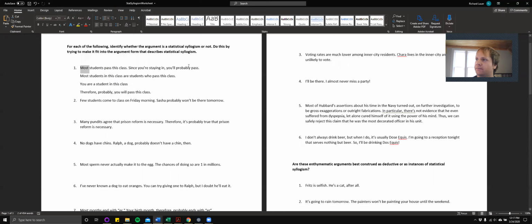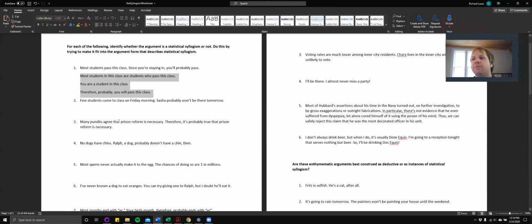There's a use of most. There's this probably. There seems to be an individual involved, namely, I guess, whoever you is. In this case, it might be me. And in that case, what we have seems to be a pretty clear-cut statistical syllogism. And you should notice that squeezing it into this form, the structure that I had a moment ago, actually seems to preserve the content of the argument, right?